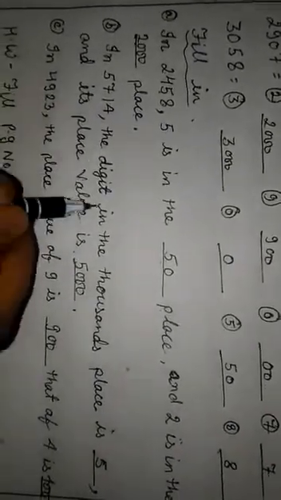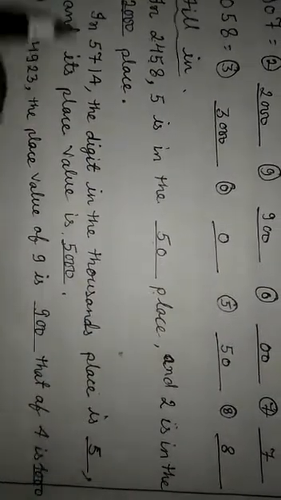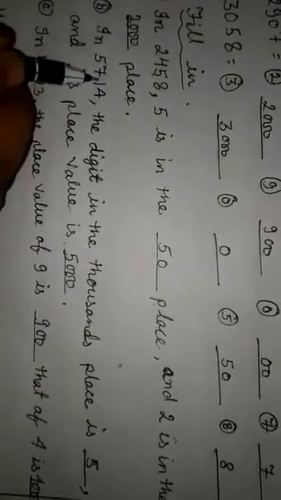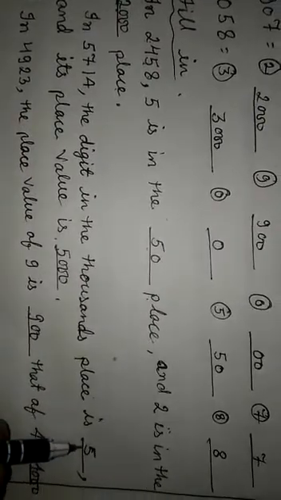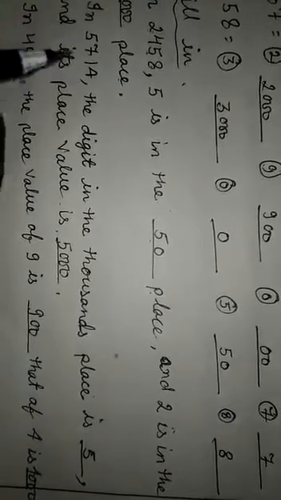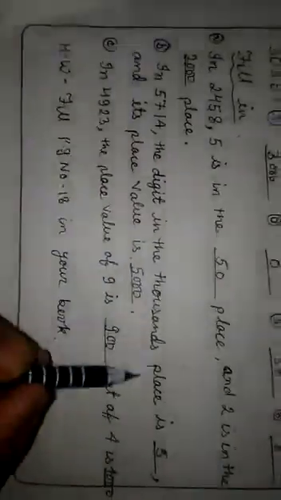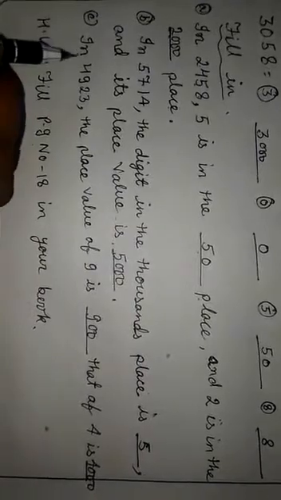In 5714, the digit in the thousands place is 5. Which number is in the thousands place? Ones, tens, hundreds and thousands. 5 is in the thousands place. And its place value is 5000. Okay. The digit is 5 and the place value is 5000.